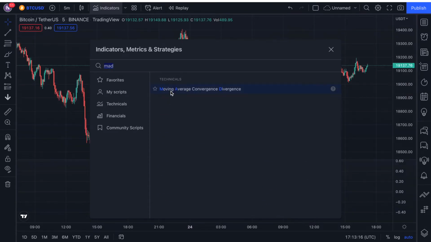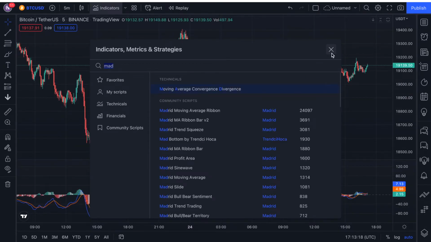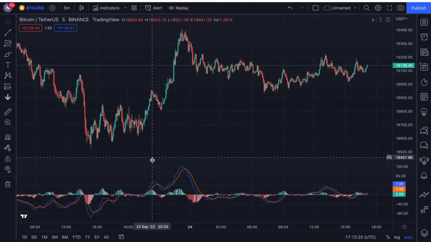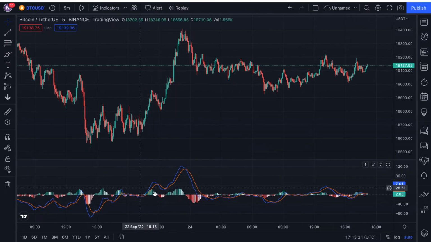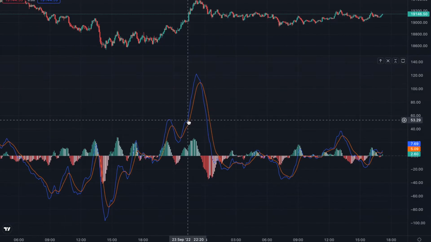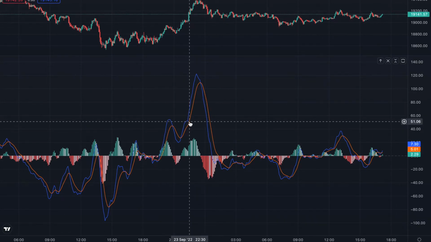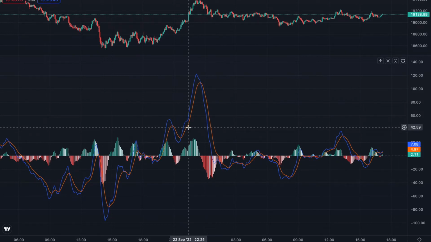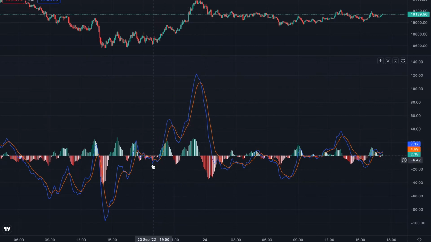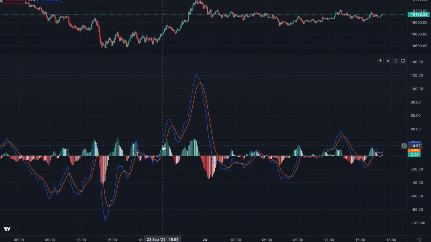Here it is. So I'm gonna click it and we got it. This is a histogram with 2 lines. Now if we take a look, there are 2 lines. The first one is blue and the second one is red. The blue one is called MACD line and the red one is called signal line. Now whenever the MACD line crosses the signal line, it shows an uptrend.